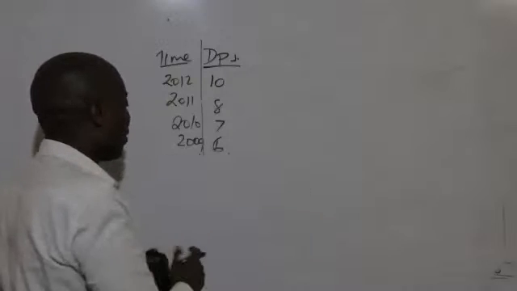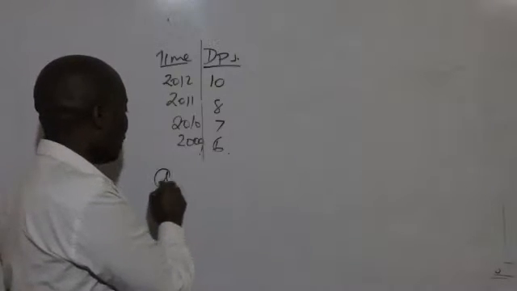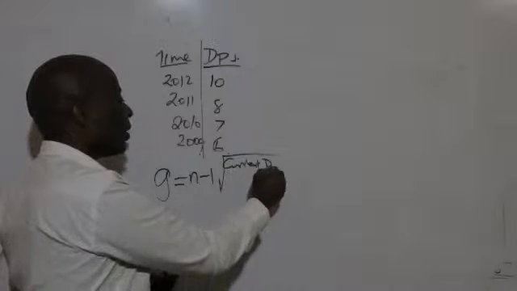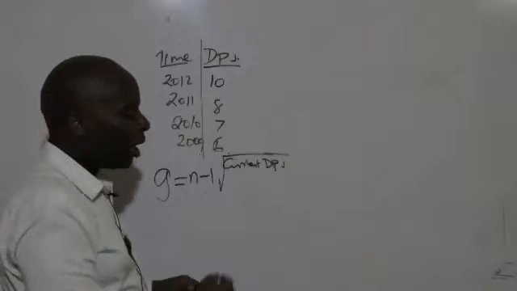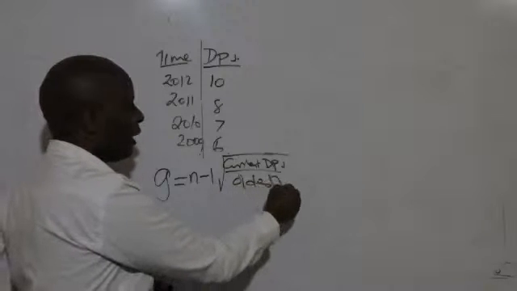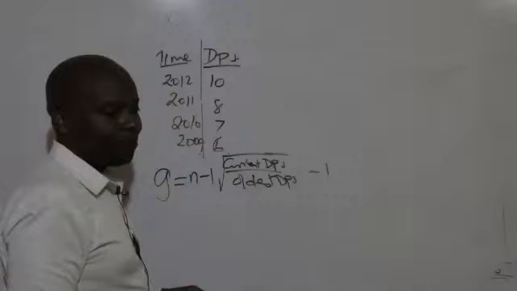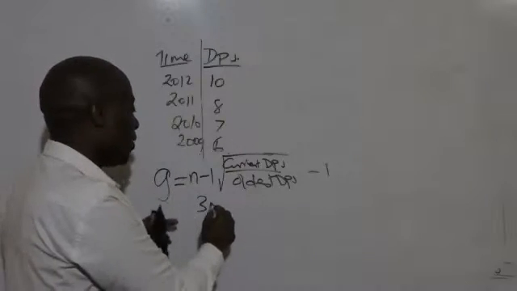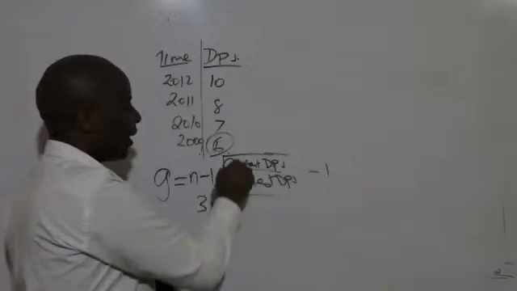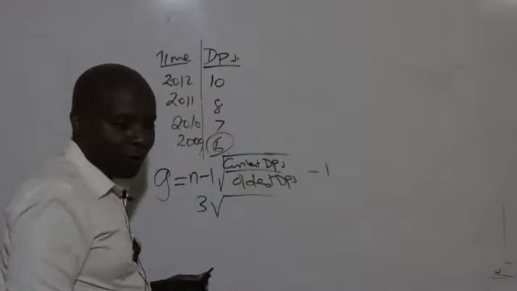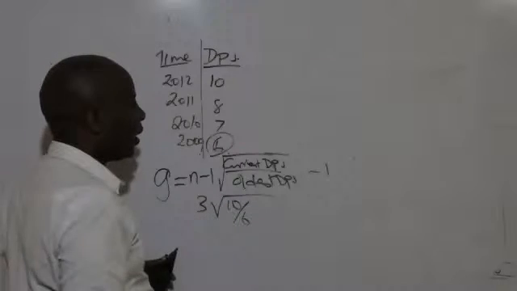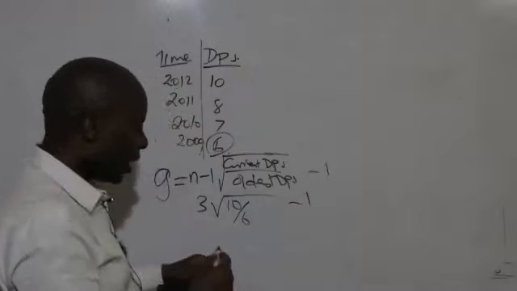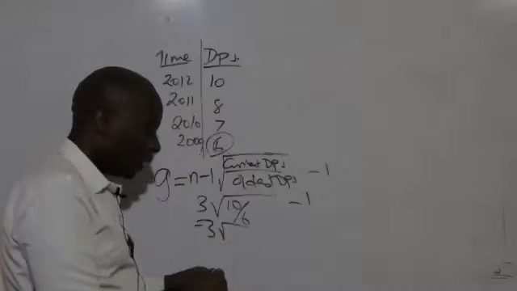Very good. So 18.6 is what they are getting, because they have remembered the formula very well: g equals the n minus 1 root of the current dividends per share over the oldest dividends per share, minus 1. So the number of years n is 4. So 4 minus 1 gives me the cube root, third root. The current dividend is not this one; the most current year is 2012. So you're talking of 10 over 6, and whatever we get here we subtract 1.